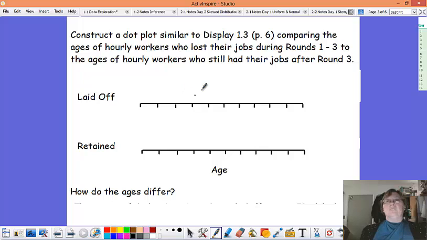All right, what we want to do here, it says, is construct a dot plot similar to display 1.3 on page 6, comparing the ages of hourly workers who lost their jobs during rounds 1, 2, and 3 to the ages of hourly workers who still had their jobs after round 3. Folks, we're going to create ourselves a little dot plot based on this data set, and so I want to drag that data over here where I can see it.